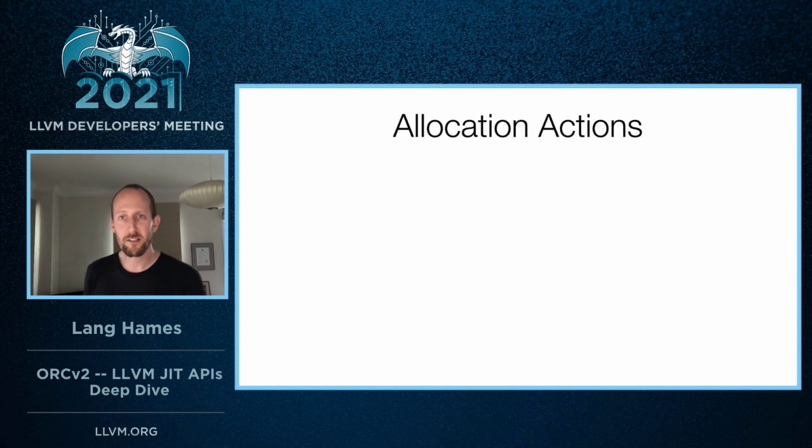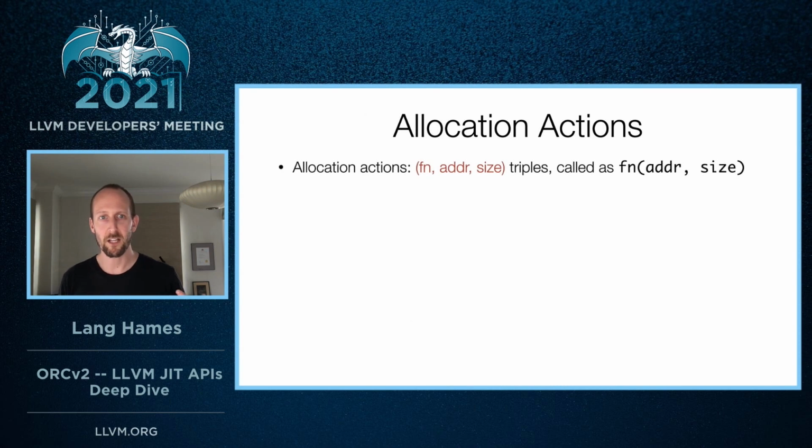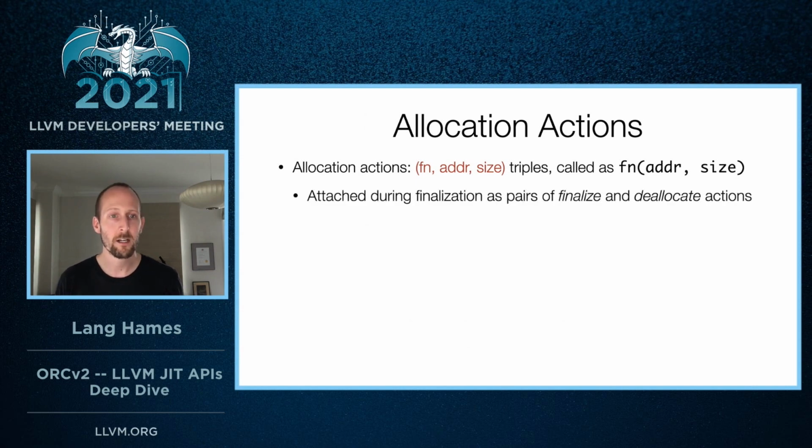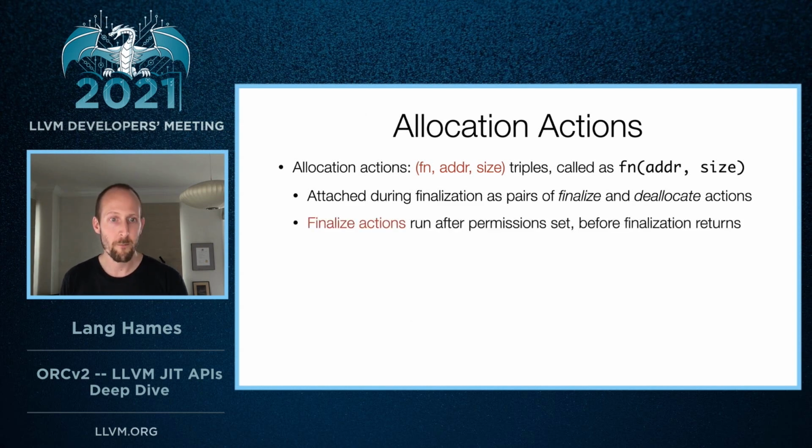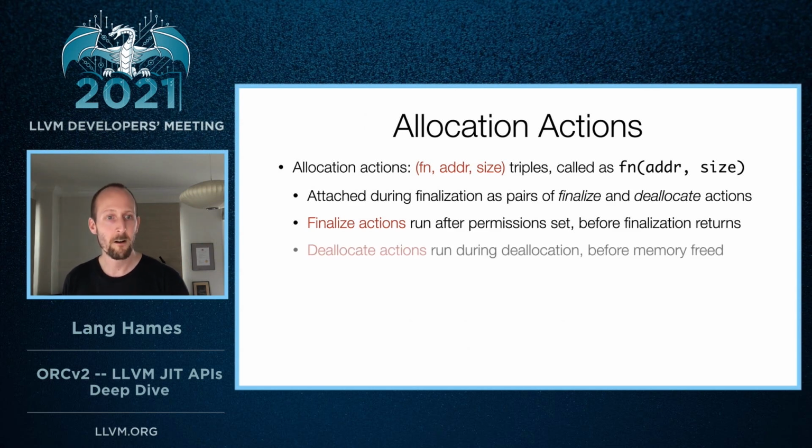Finally, those allocation actions that I mentioned, these are triples of function pointers and buffer ranges as an address and a size. And we call the function on the given buffer range. These are attached during finalization in the memory manager as pairs of finalize and deallocate actions. The finalize actions run after we've set permissions on JIT'd memory, but before the finalization process returns. And the deallocate actions run during deallocation before the memory is freed.